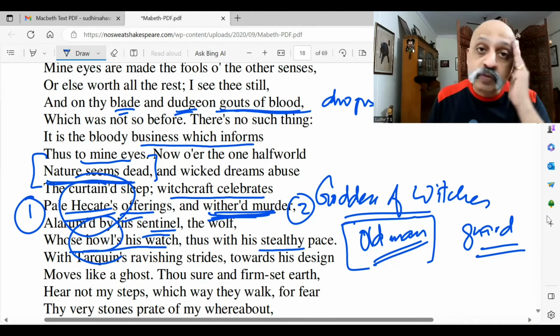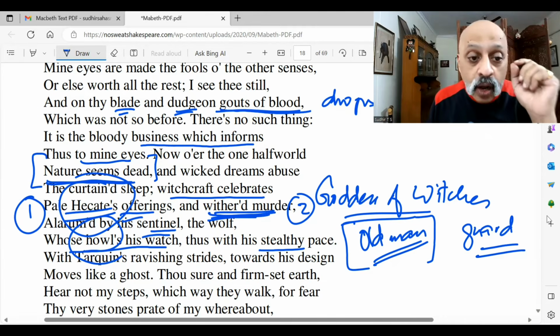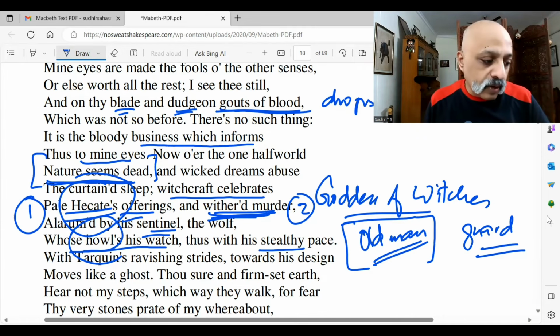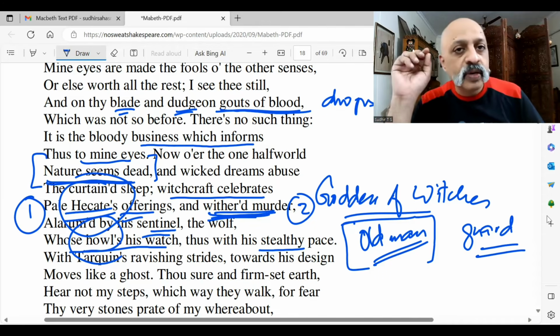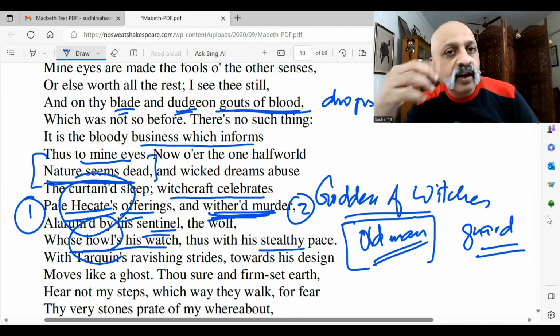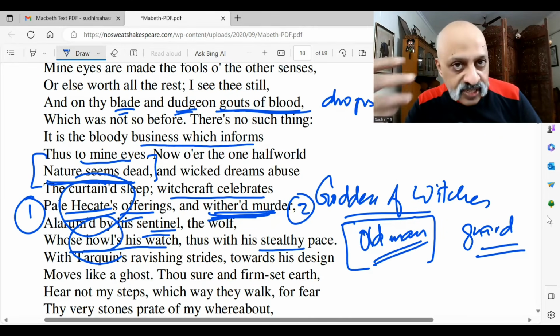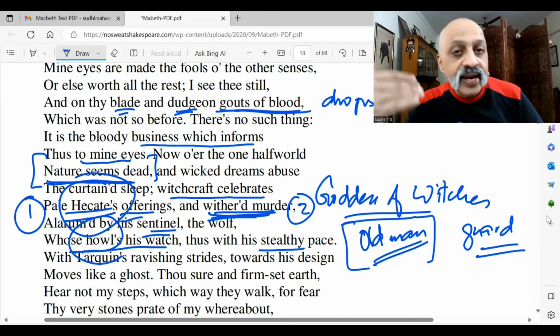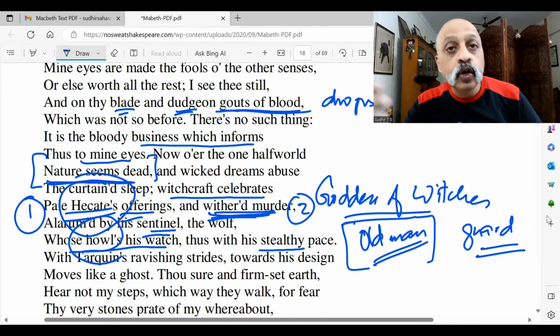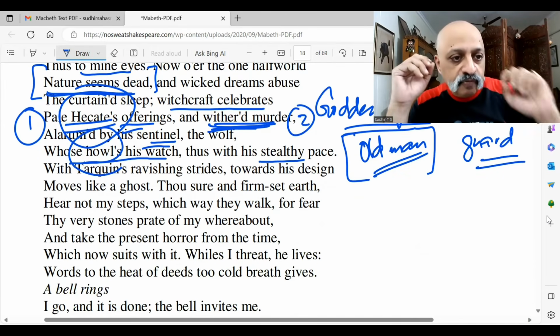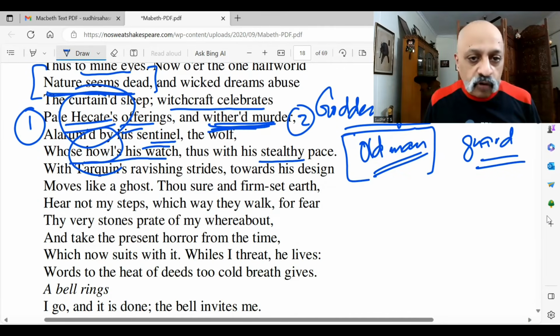So murder also is being personified as an old man. So withered murder is that a murder has been imagined as an old man and thereafter also as a ghost. Whose howls is the watch? The howl of the wolf, which is the sentinel, the guard of the night. It is like the cry of the night watchman calling out the time of the night. Okay, then the third one is the wolf.